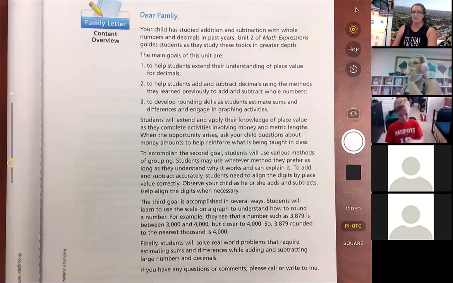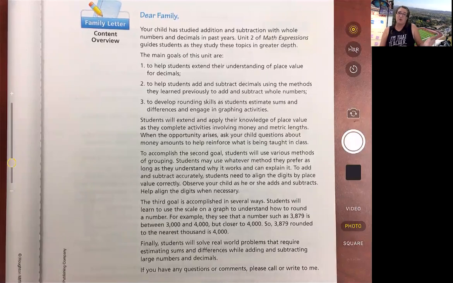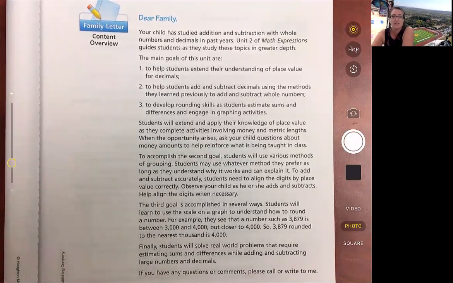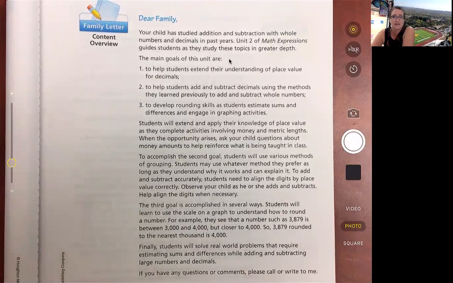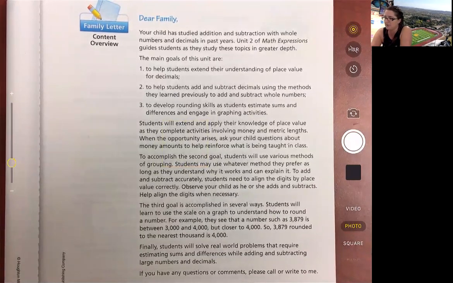We'll just start off by taking a quick peek at that letter that they always put in the beginning. That's a letter to your parents, but I like it because it gives you an overview of what you're going to be learning about this unit. It says your child has studied addition and subtraction with whole numbers and decimals in past years. So it's not something new.